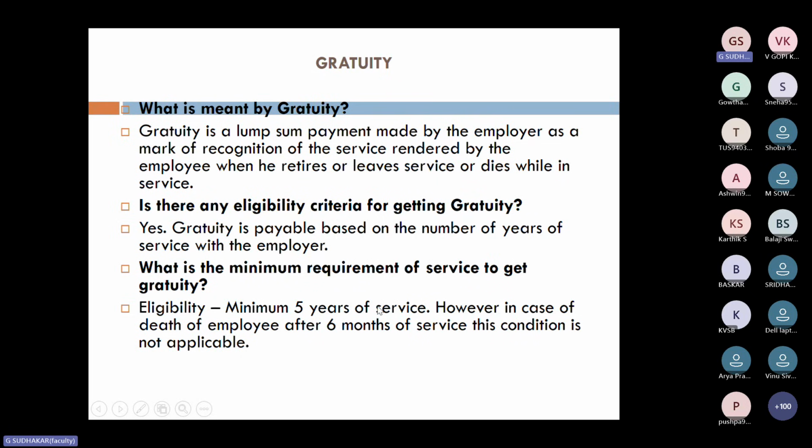Even if it is less than 5 years, the legal heirs will get the gratuity of the deceased person. If he has worked more than 6 months of service, it will be calculated, but the amount will be a very meager amount. It will be given according to a certain percentage, which I have noted. So normally 5 years of service is required.